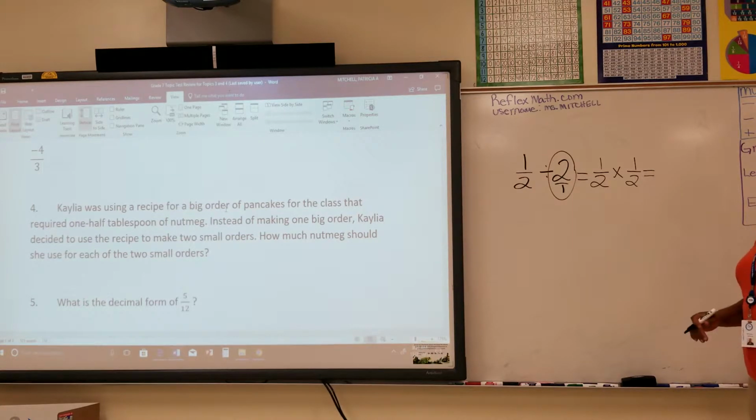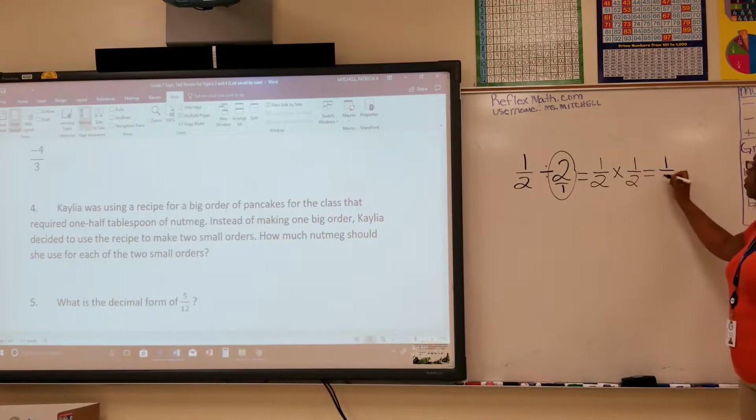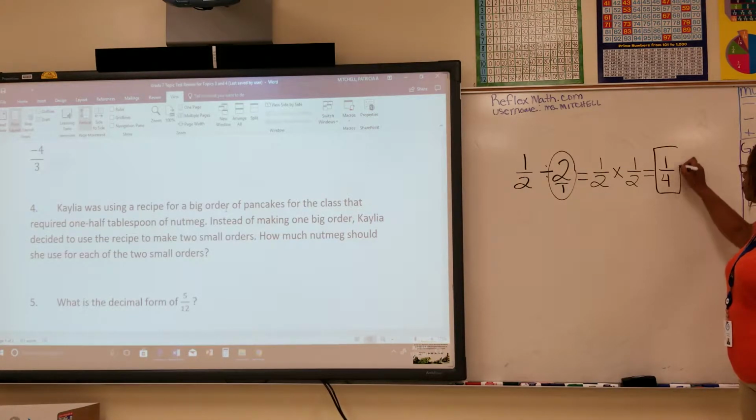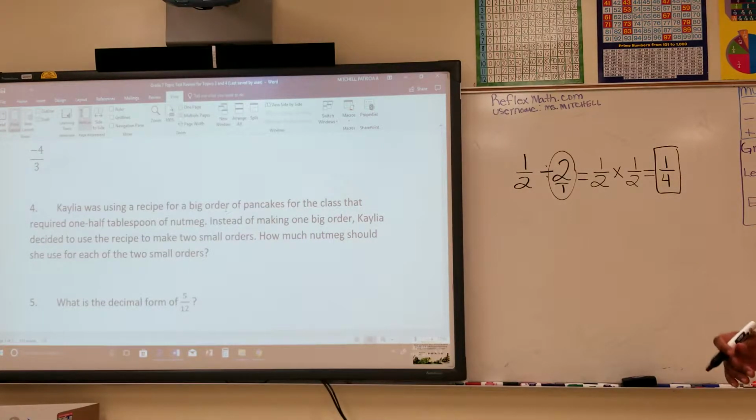And remember, we multiply fractions straight across. 1 times 1 is 1, 2 times 2 is 4. And so now we know that in order for Kayla to make 2 small orders of pancakes for the class, she'll have to have 1/4 tablespoon of nutmeg for each of the orders, okay? So remember, if you need to pause the video, please pause the video so that way you can take these notes and understand them, all right?